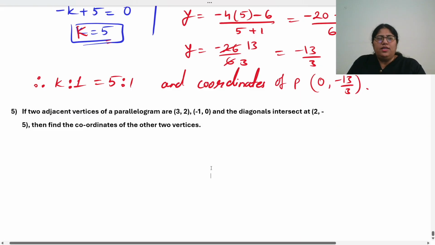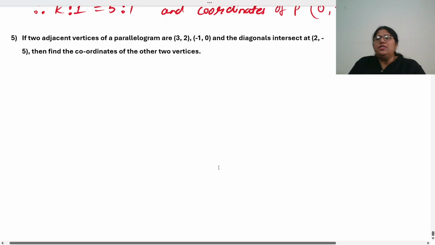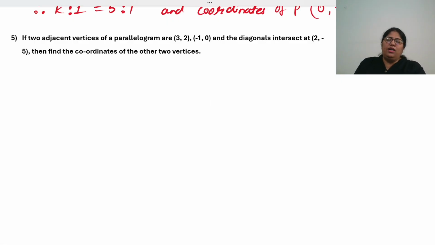If two adjacent vertices of a parallelogram... Now, the first type of parallelogram question you have done using the distance formula, where you were finding which kind of quadrilateral it is, parallelogram or rectangle or rhombus or square. But here what they are saying is two adjacent vertices. Adjacent vertices means, say, AB, PQ. So adjacent means next to each other, AB, right? Anything, BC or CD or AD, any two. I am taking it as A and B. And the diagonals intersect at 2 comma minus 5.